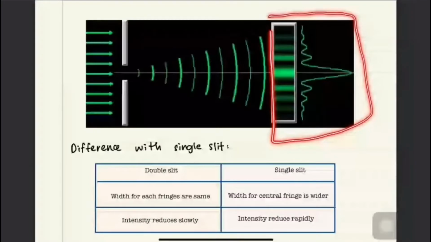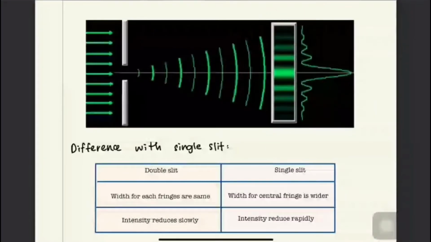Okay, the most obvious trait for the diffraction pattern is that in the middle here you have the highest intensity compared with others. So this one is the intensity graph, the one on the right hand side. It means this one is the brightest, easiest way to say it. And then even in terms of the width, the central one is actually much larger compared to others. In fact, it is actually twice as large as the others.